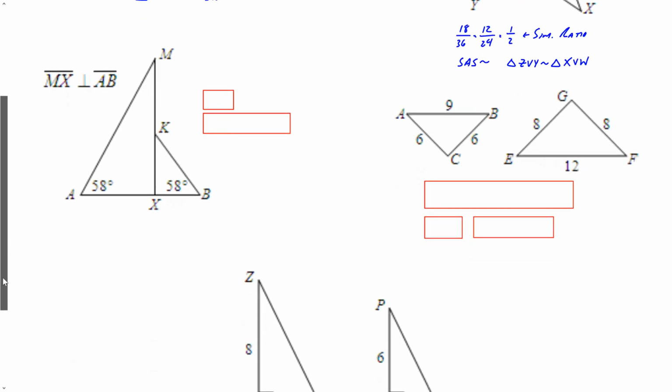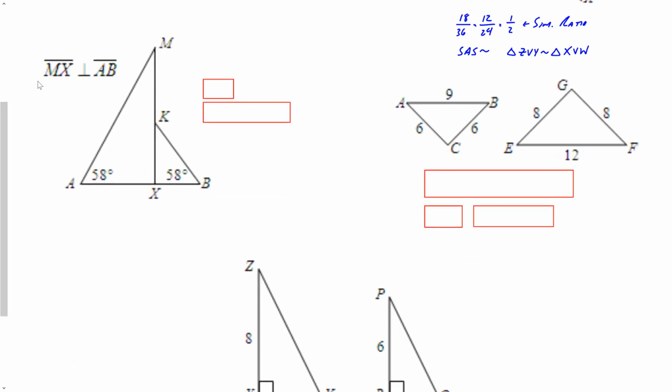All right, if we move down to the second row, here we have some information that's given to us but not shown in the picture. So segment MX is perpendicular to segment AB. We should make sure we include that information in the picture. So we know that these are both right angles by the definition of perpendicular lines. And then those are also going to always be congruent. There's a theorem that tells us that. Angle 58 is congruent to angle 58. We are able to use angle-angle similarity. And a similarity statement here: triangle MAX similar to triangle KBX.